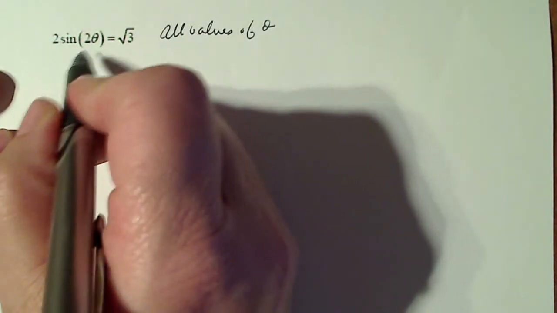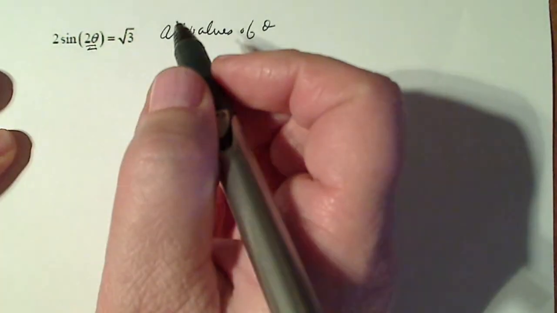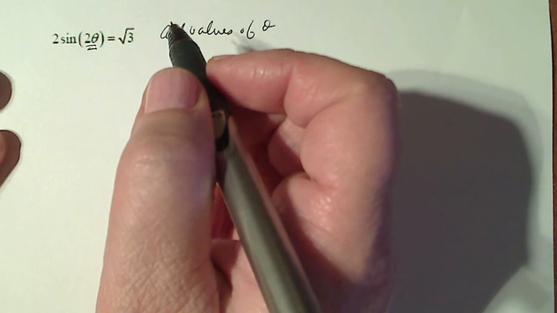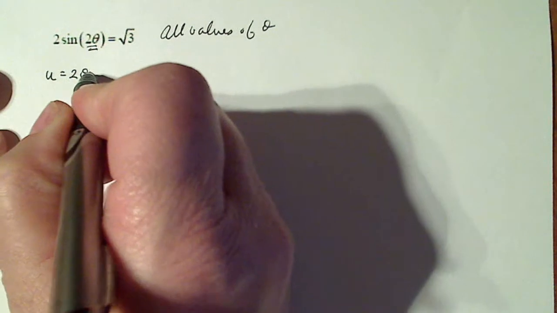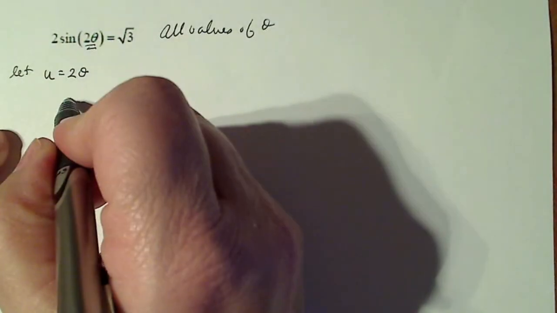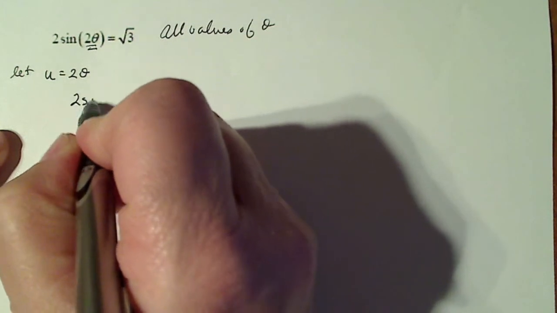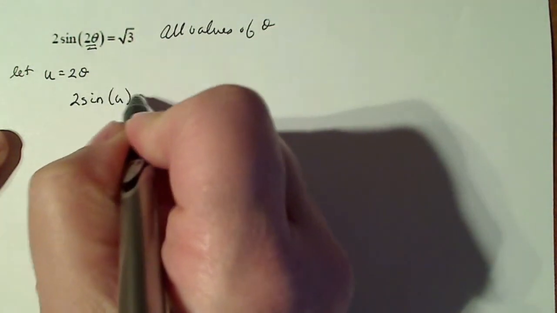So the first thing I do here is notice that this isn't your typical plain theta or just x, so I'm going to do a substitution. It makes it a lot easier on us. I'm going to let u equal 2 theta, and then I'm going to solve 2 sine u equals square root of 3.